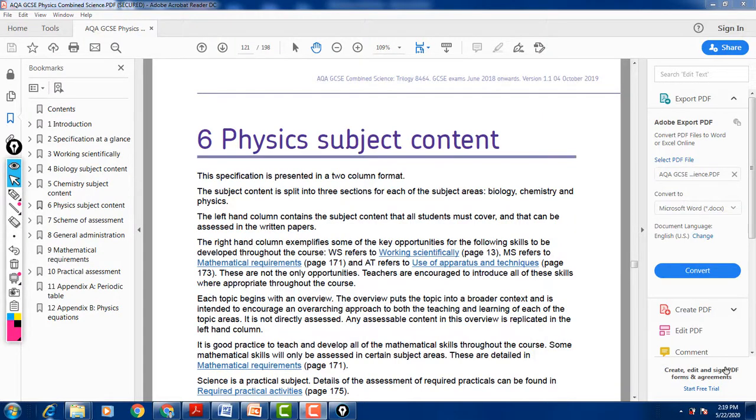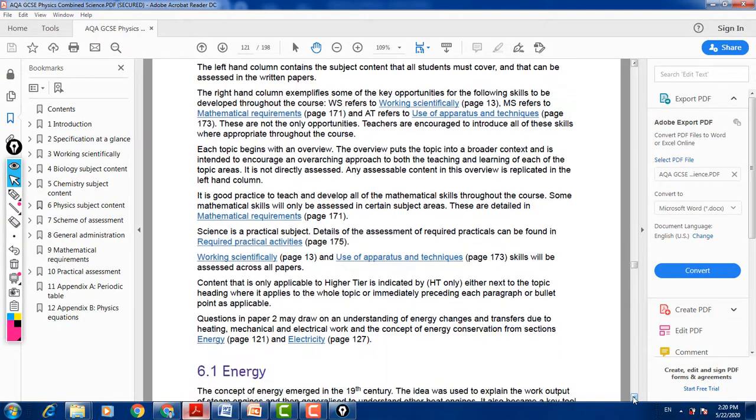Hi, my name is Shahroz Ahmed, and in this video we are going to discuss the specifications of AQA GCSE Physics Combined Science. I have opened the specification sheet for the physics, and let's go one by one throughout all the specifications, throughout all the topics.